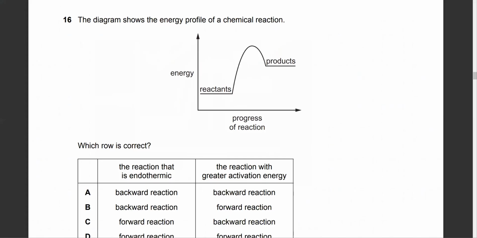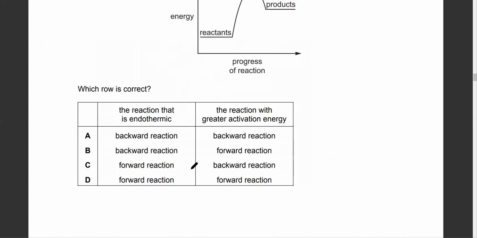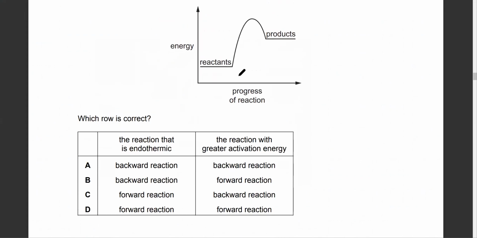So, the reaction is endothermic in what direction? In the forward direction. In the forward direction, it's endothermic, going from reactants to products. Coming back, you're losing energy. Is that clear? So the backward reaction is exothermic. Is that clear?